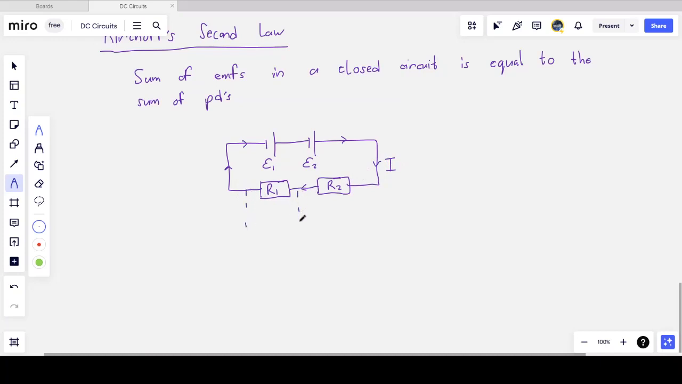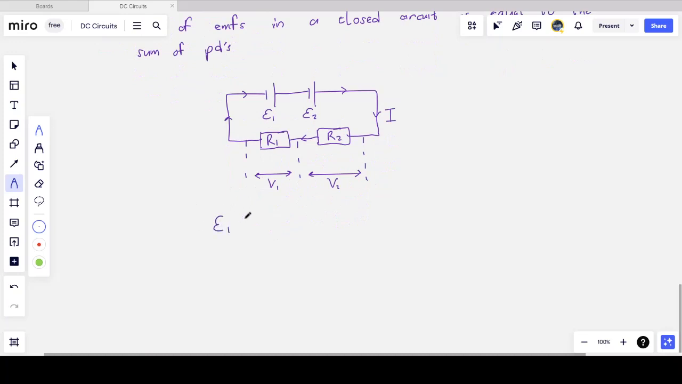And so let's assume that I connect my voltmeter across R1 and I get a reading V1, and I connect another voltmeter across R2 and I get a potential difference V2. So what Kirchhoff's second law says is that if I add the EMF epsilon 1 to the EMF epsilon 2, what I should get is V1 plus V2. So energy is conserved because, remember, EMFs and potential differences are energies per unit charge. And so again, this can be written as I R1 plus I R2. So the statement itself is easy enough, but it's quite profound. It has to be that energy must be conserved.